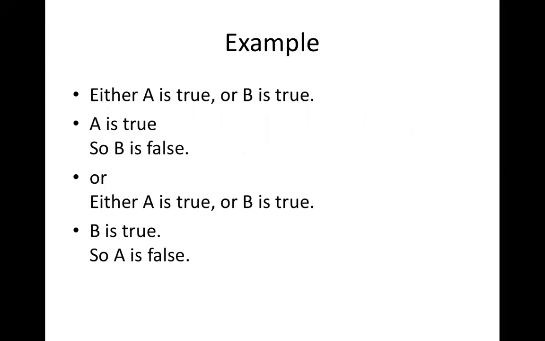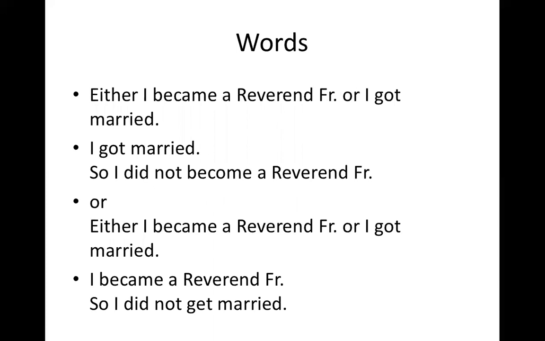Example, either A is true or B is true. A is true, so B is false. Or either A is true or B is true. B is true, so A is false. Put it in words, either I became a reverend father or I got married. I got married, so I did not become a reverend father. Or either I became a reverend father or I got married. I became a reverend father, so I did not get married. So this is a disjunctive syllogism.